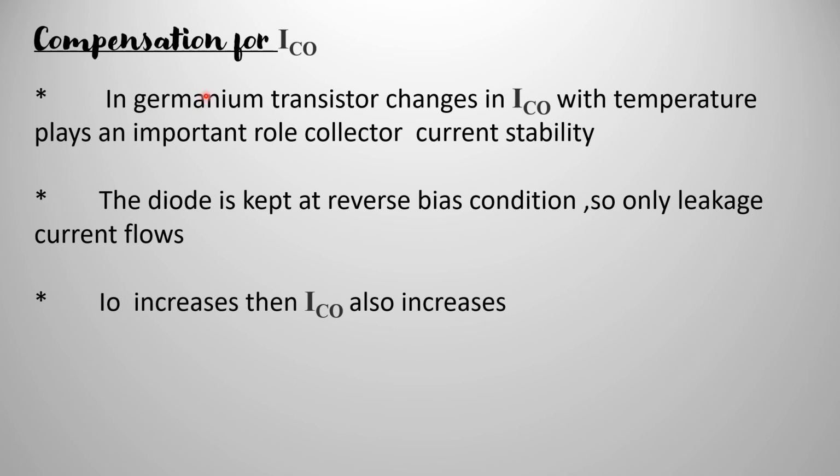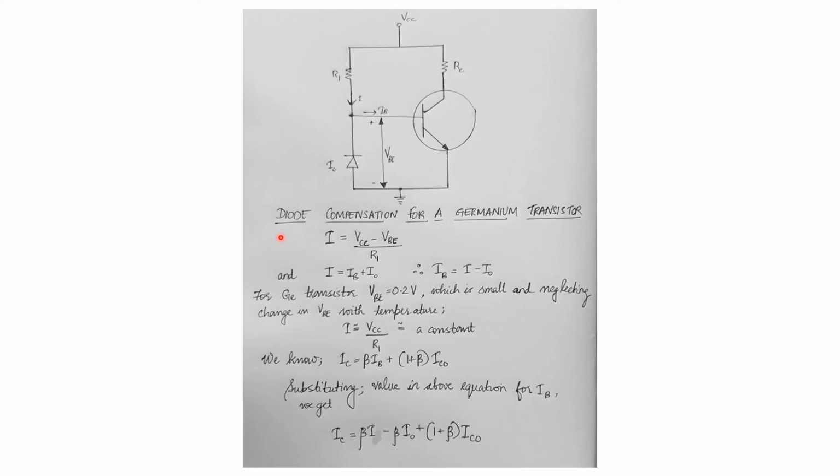Now moving on to the last section, which is the compensation for ICO. Here we'll be discussing the germanium transistor. So in a germanium transistor, changes in ICO with temperature play an important role in the collector current stability. So the diode is kept at reverse bias condition, so only the leakage current flows. Now, when IO increases, we also know that ICO would also increase. Moving on to the next slide. Now let's move on to the diode compensation for a germanium transistor.